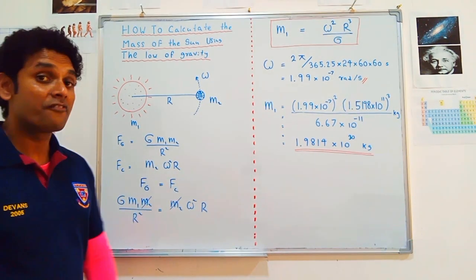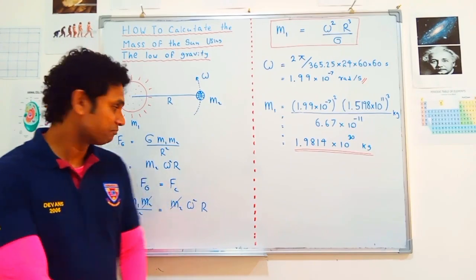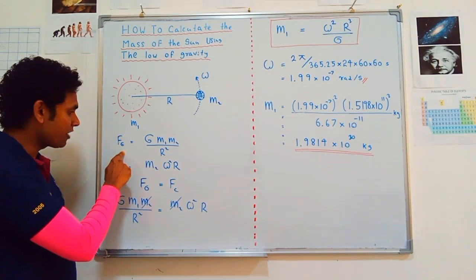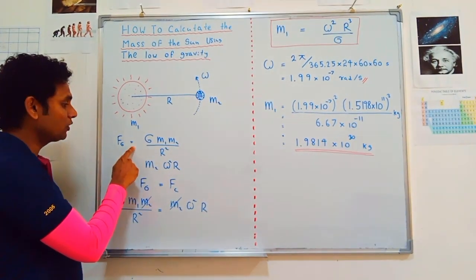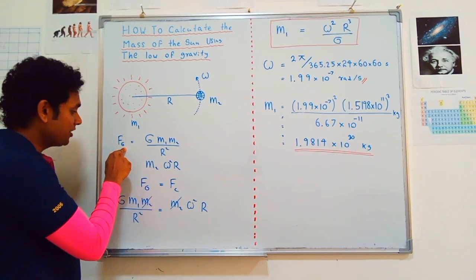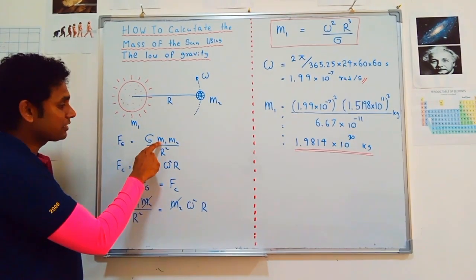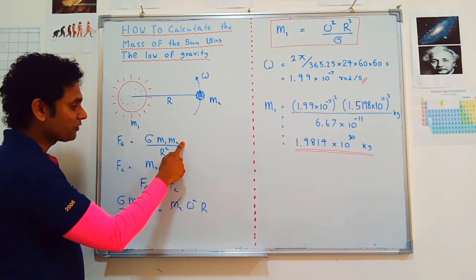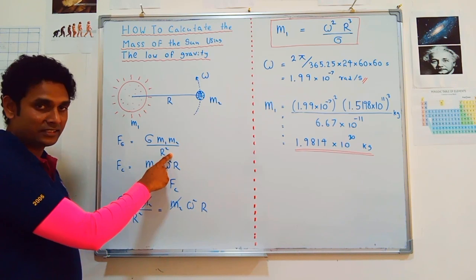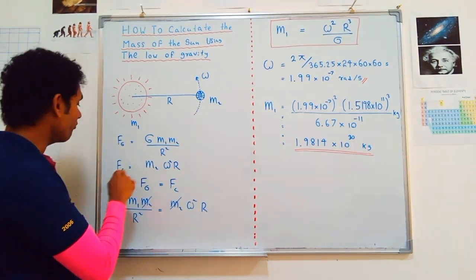Okay, first of all, we are going to take the first equation using the law of gravity. Fg, the gravitational force, is equal to G m1 m2 divided by r square. Fg is the force of gravity, G is the gravitational constant, m1 is the mass of the sun, m2 is the mass of the earth, and r is the distance from the sun to earth, squared.